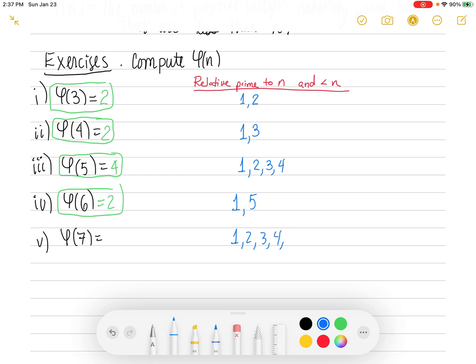Let's see, 1, 2, 3, 4, 5, and 6 only just have 1 in common with 7, so that's 6 values. Phi of 7 is 6. So let's do phi of 8.